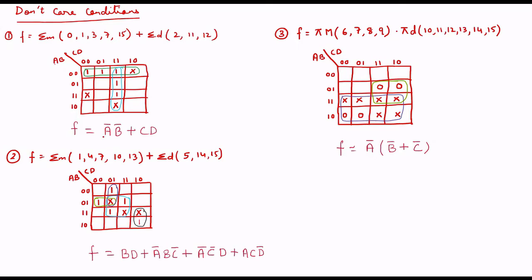Now coming to question number 2: summation of min terms 1, 4, 7, 10, 13. Again don't care is given: 5, 14, 15. What is the highest value? Over here 13, but here 15. So I will go for the highest value 15. That shows that a 4 variable map came up. I implemented the values, the min terms with 1, and for don't care a cross mark, and then I'm looking for octet, quad, pair and single.